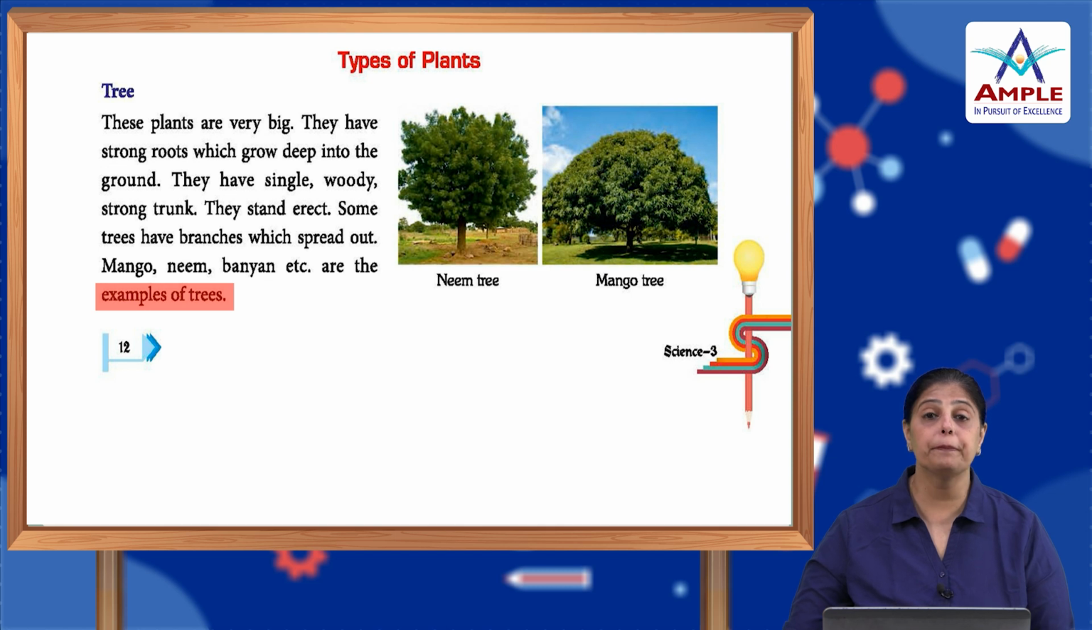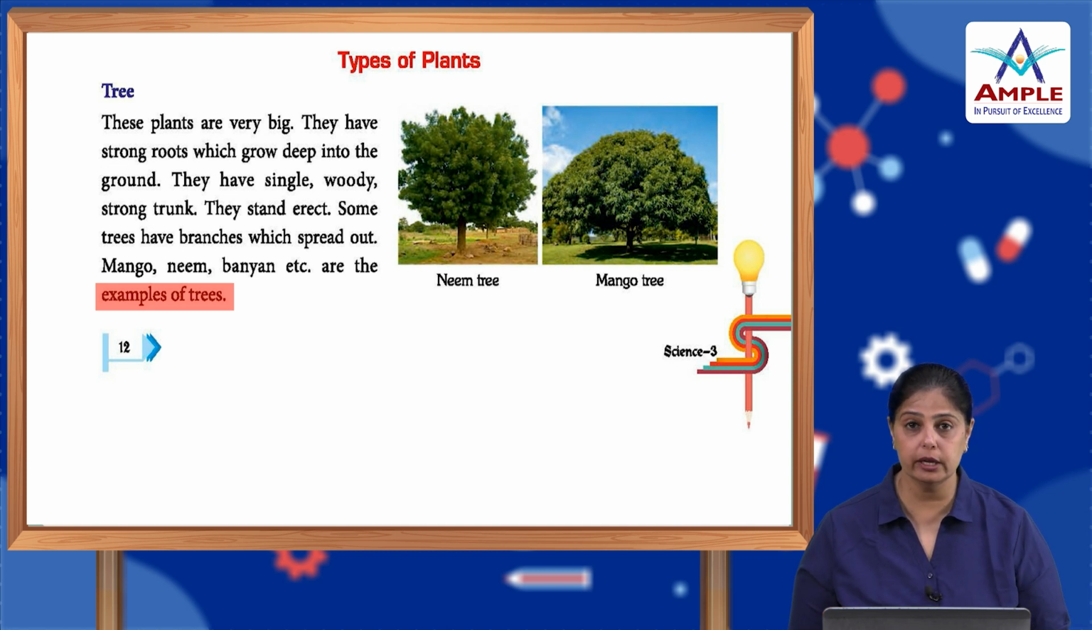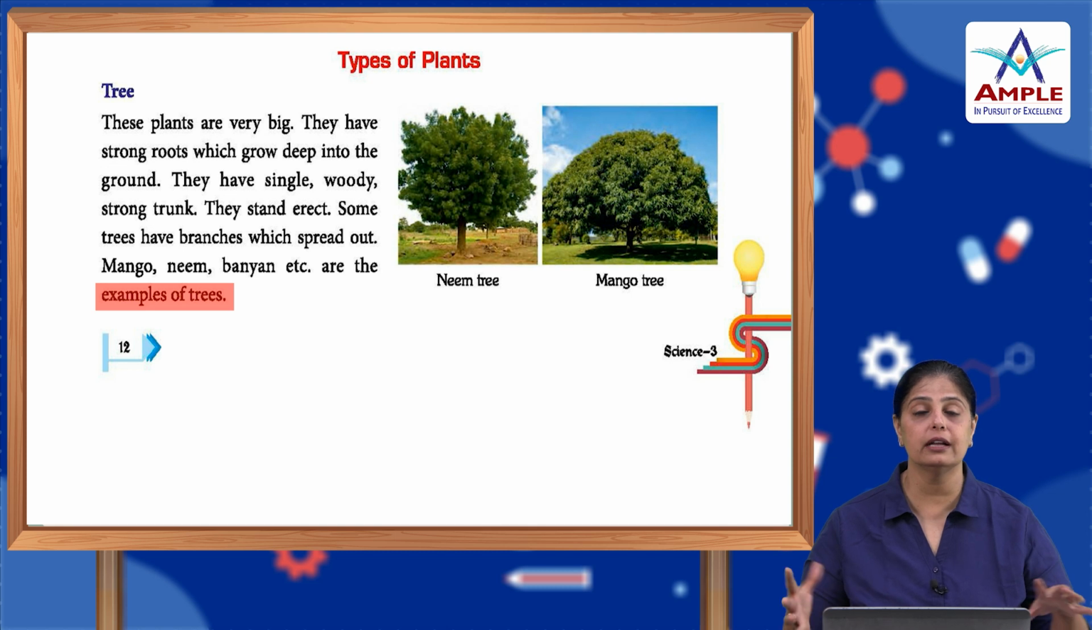So, children, these big plants that we see around our house, what are they? They are trees. They are really big. Their size is big, and their shape is different. They have a single woody stem which is huge, and it is known as the trunk. Some have a broad one, some have a little narrow and smaller one. But they are tall trees. Now, some trees have branches that spread out. One branch connects to another and so that spreads out and the tree becomes bigger. Mango, neem, banyan, these are the examples.